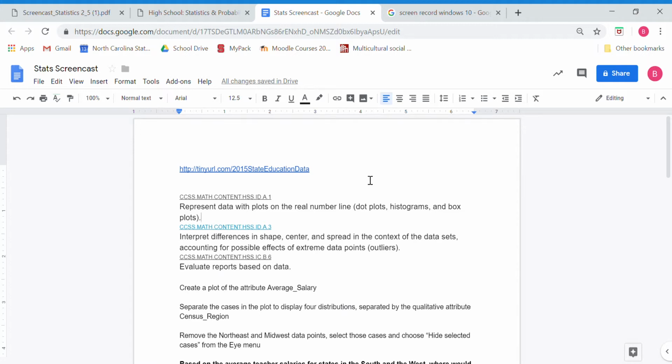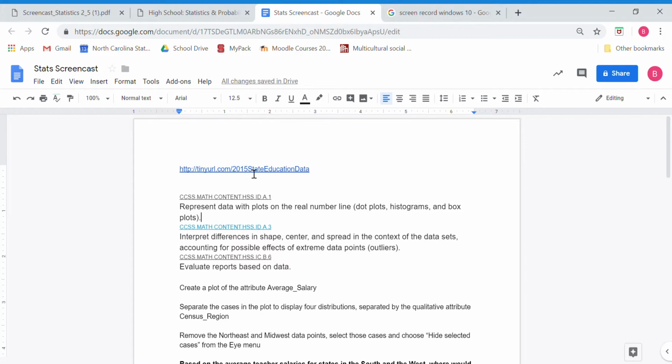Hello. I'm going to be doing the state education data task, and I found the Common Core standards that align with this task. So I'm going to be representing some data with plots on the number line, such as box plots. I'm also going to be looking at the center and spread and a little bit of the shape for some data. I will also be looking at some outliers, so extreme data points, and then I'll also be making some interpretations and evaluations based on that data.